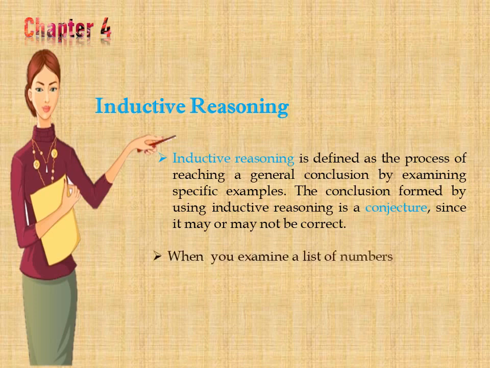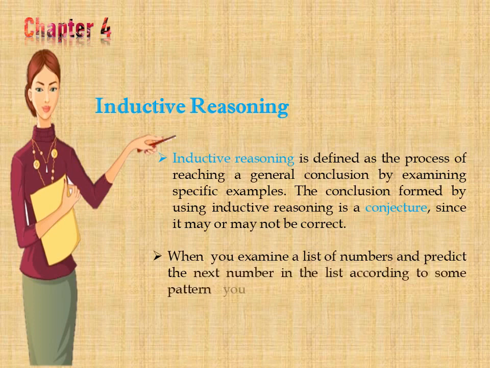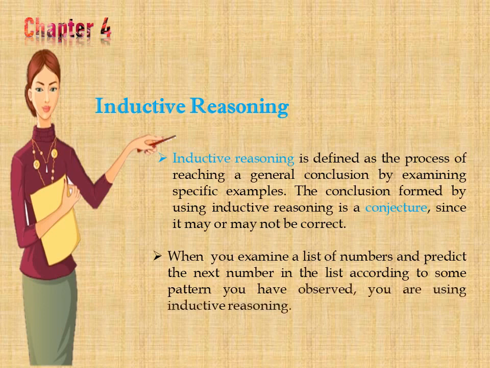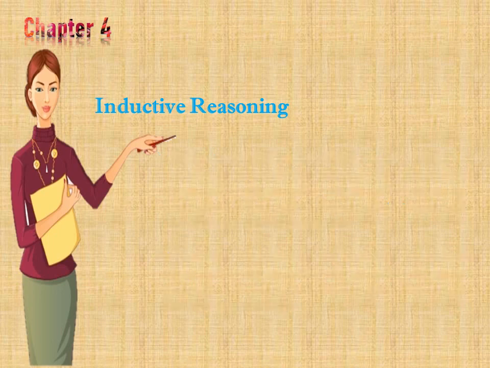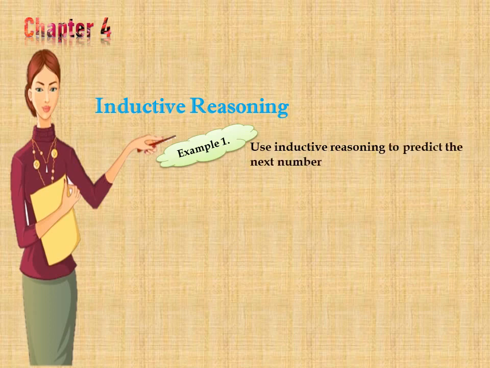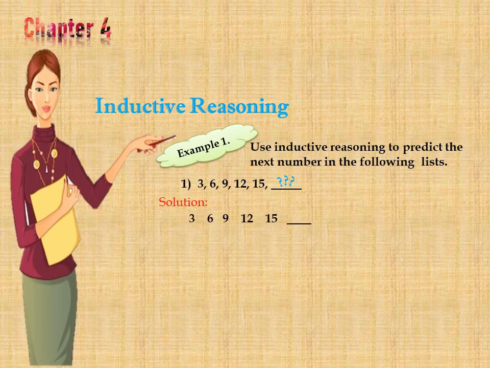When you examine a list of numbers and predict the next number in the list according to some pattern you have observed, you are using inductive reasoning. For our first example, use inductive reasoning to predict the next number in the following list. For the first one, we have the given sequence 3, 6, 9, 12, 15. So let's identify the next number after 15. To solve that, we copy the sequence of numbers.